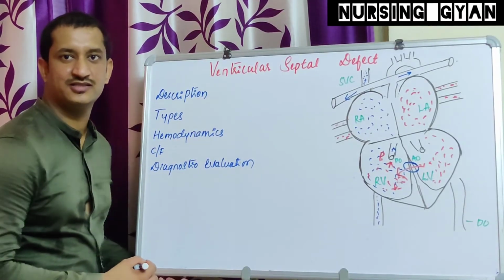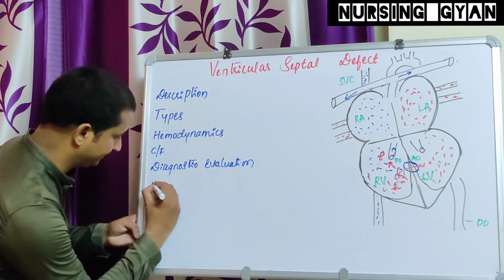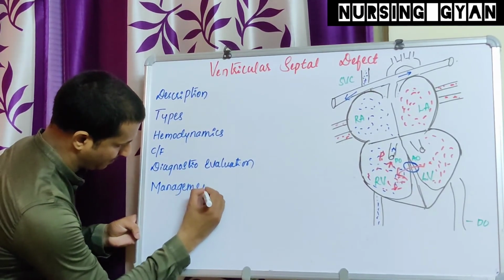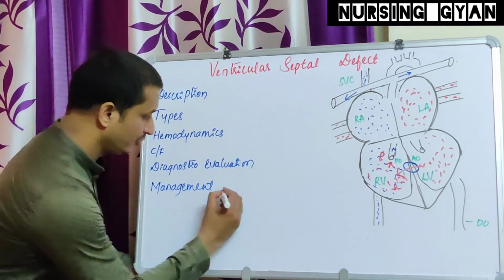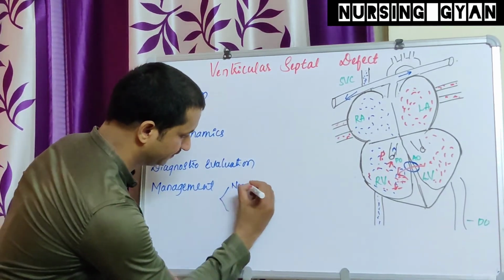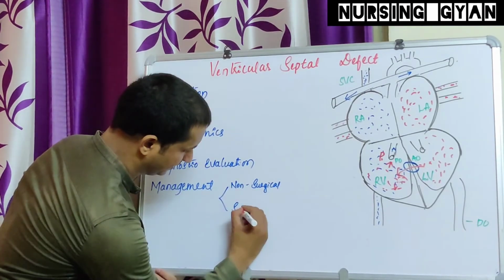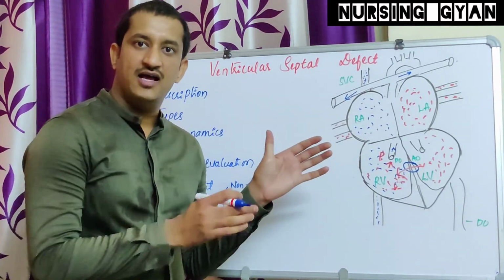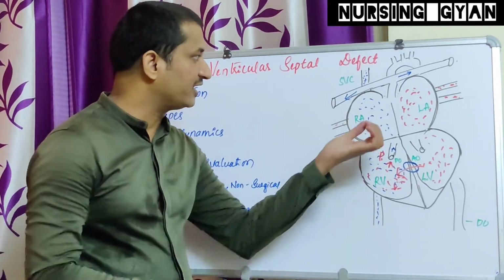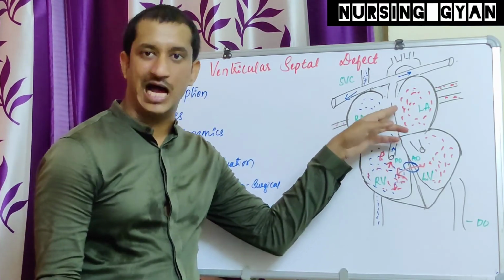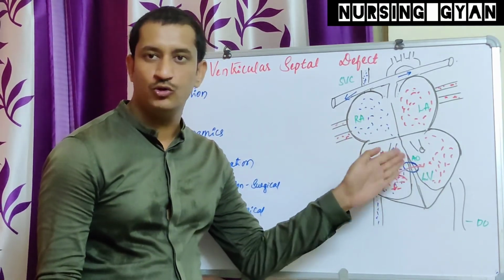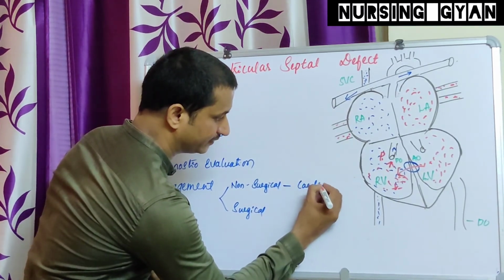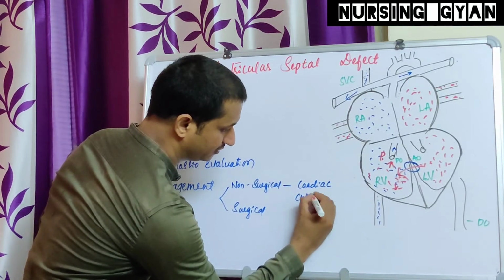And the last part we will discuss is related to the management. Under management particularly we will see non-surgical and surgical management. It is the same as atrial septal defect. In atrial septal defect we treat the upper part, and in ventricular septal defect we treat the lower part. In non-surgical management, the same cardiac catheterization is used.